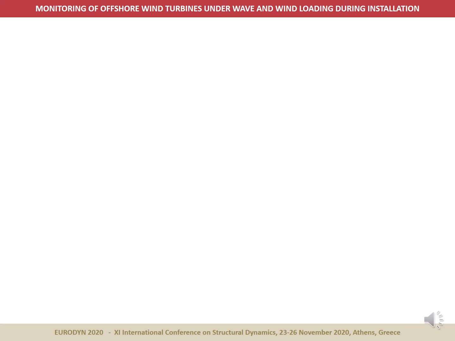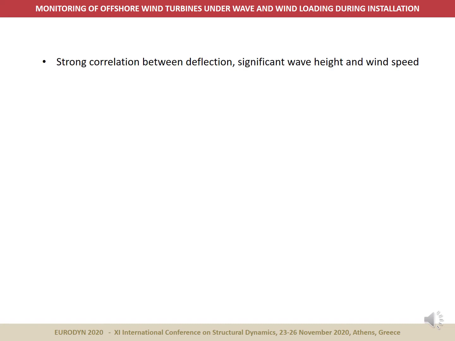So, what does it mean for single blade installation? First of all, as expected, we observed a strong correlation between deflection and significant wave height, as well as deflection and wind speed. This is of course because wind speed and wave height are strongly coupled in the North Sea. From the recordings alone, it is not possible to decide whether wind or wave loads are mainly responsible for the observed motions of the turbine.